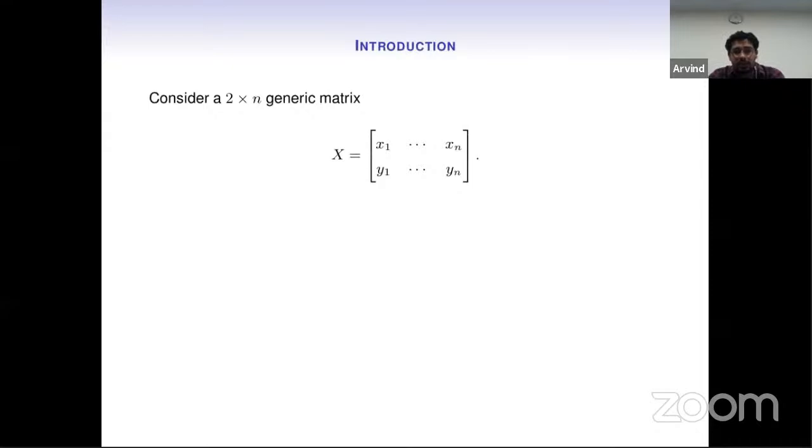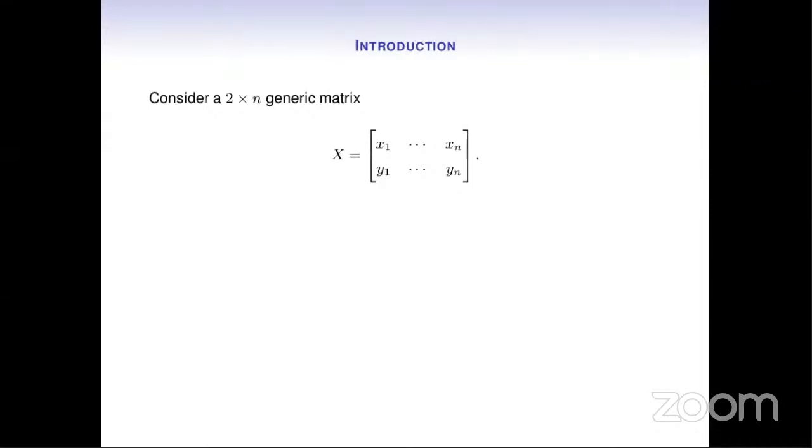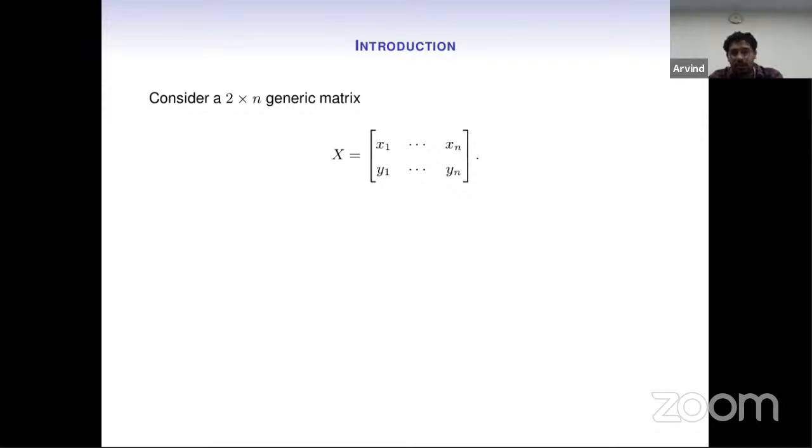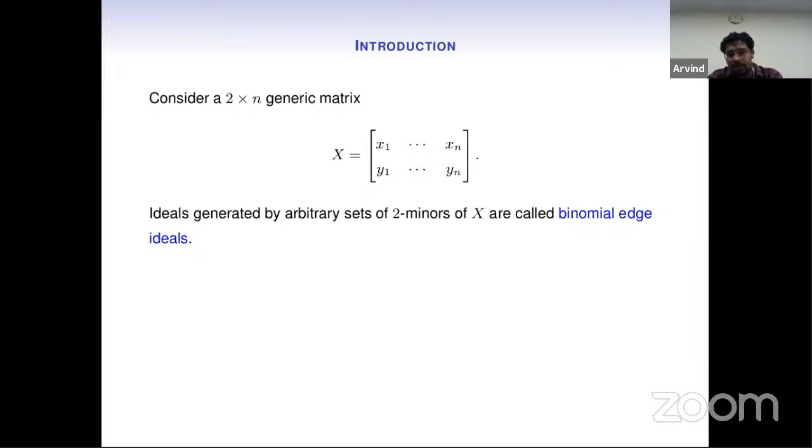Consider a 2-cross-n generic matrix X. The first row consists of variables X1 up to Xn, and the second row consists of variables Y1 up to Yn. Now we want to study the ideals generated by an arbitrary set of 2-minors of this matrix X. These ideals are called binomial edge ideals. We'll see why these ideals are called binomial edge ideals.